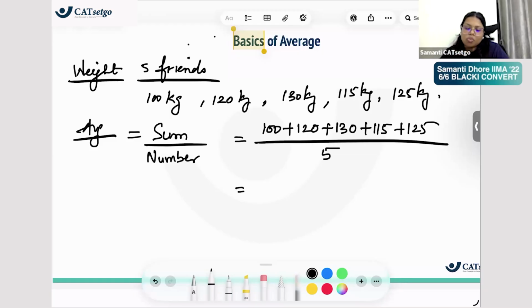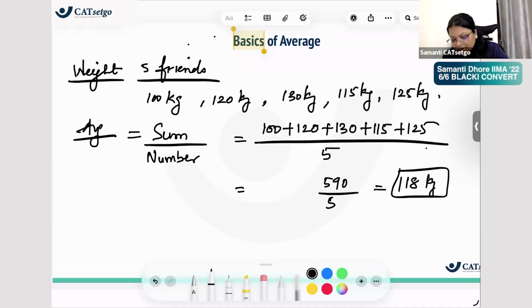What did you get as the answer? So this is 40, 40 plus 30 is 70, 80, 90, 0, so 590. And then divided by 5. 118 is right, 117 is not right. Average is 118 kgs. Correct? Some got it wrong, and they corrected themselves. Yes, okay. So this is what the average looks like.